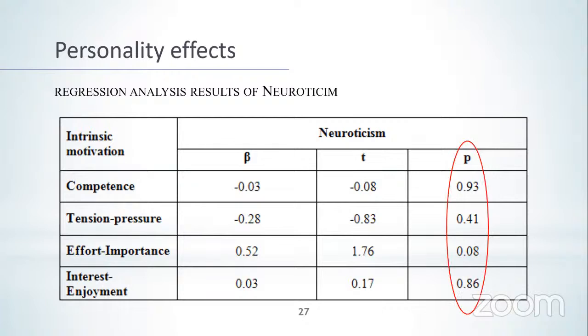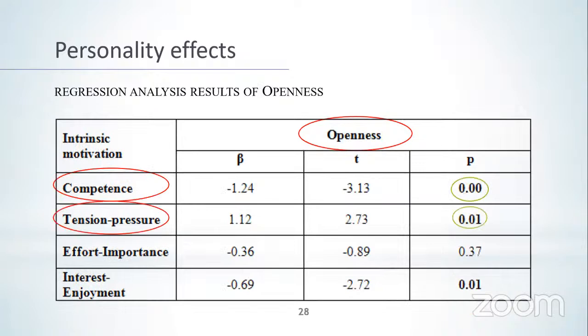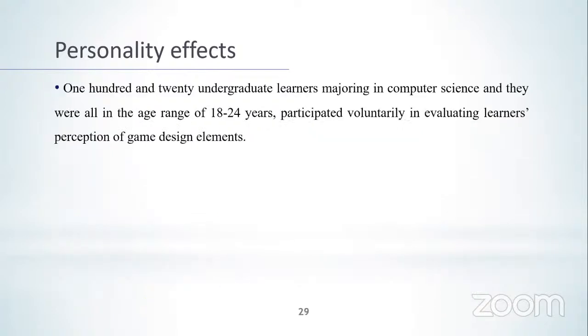And finally, for the openness, it was found that openness can affect learners' intrinsic motivation perception. In particular, it can affect learners' perception of competence, pressure, and enjoyment. So now we move to test the effect of personality on learners' perception of game design elements.